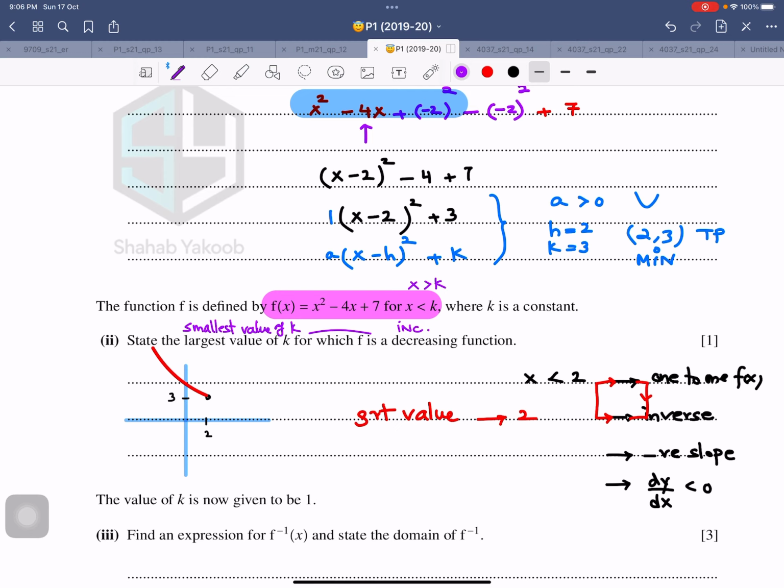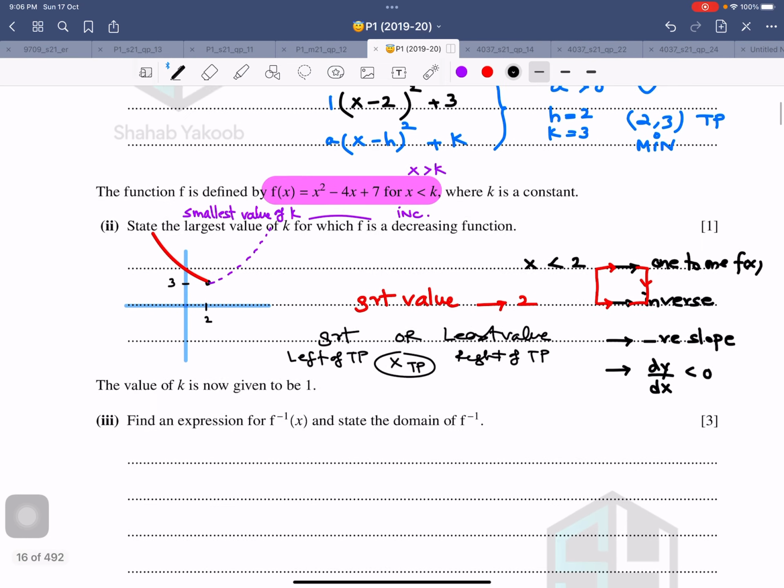That means this time my graph would have been drawn this way. The dy/dx would be positive. That's why it's an increasing function. And still the answer remains the same. Whether they ask for the greatest value or they ask for the least value or the smallest value, that value would always be the x coordinate of the turning point. If they ask for the greatest value, they would be going to the left of the turning point. And if they ask for the least value, they would be going to the right of the turning point. In any case, that constant would be the x coordinate of the turning point.